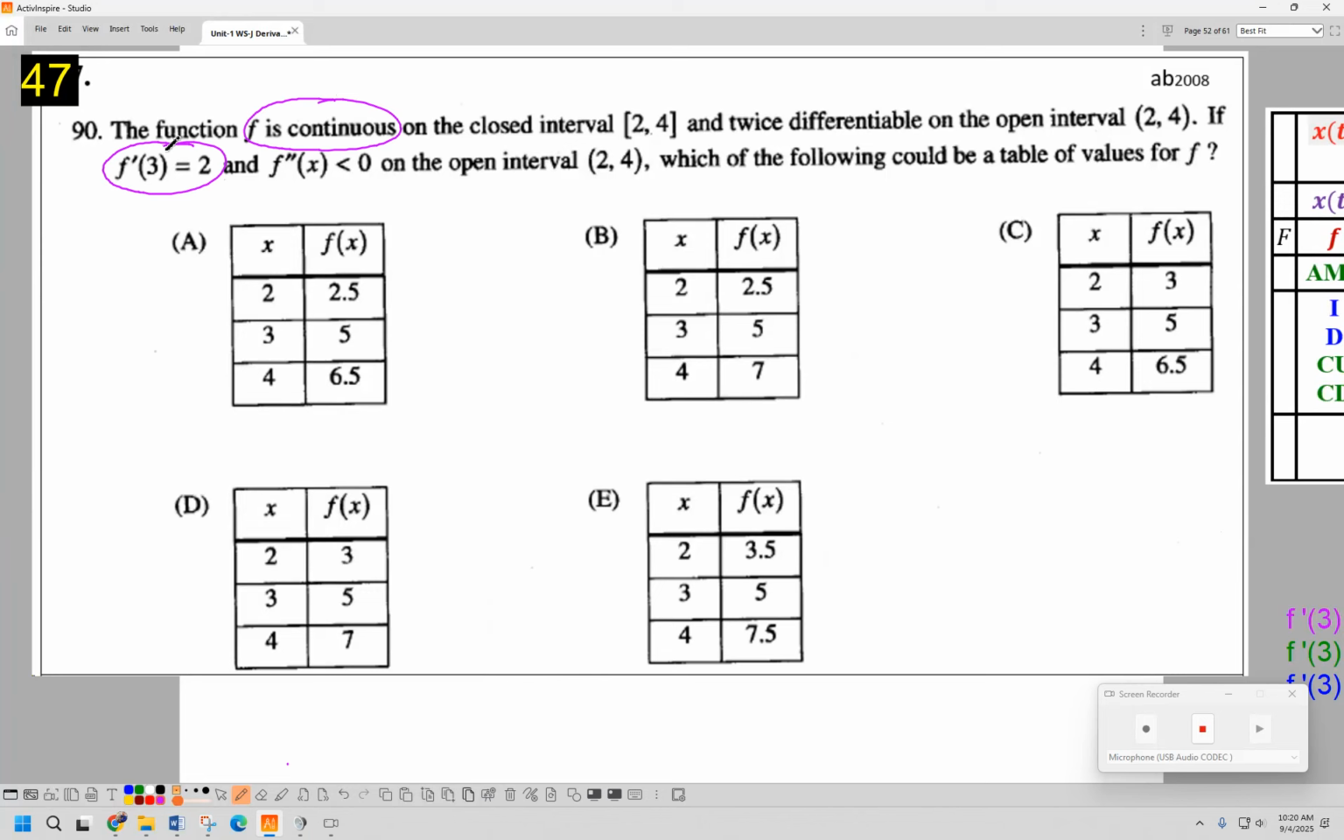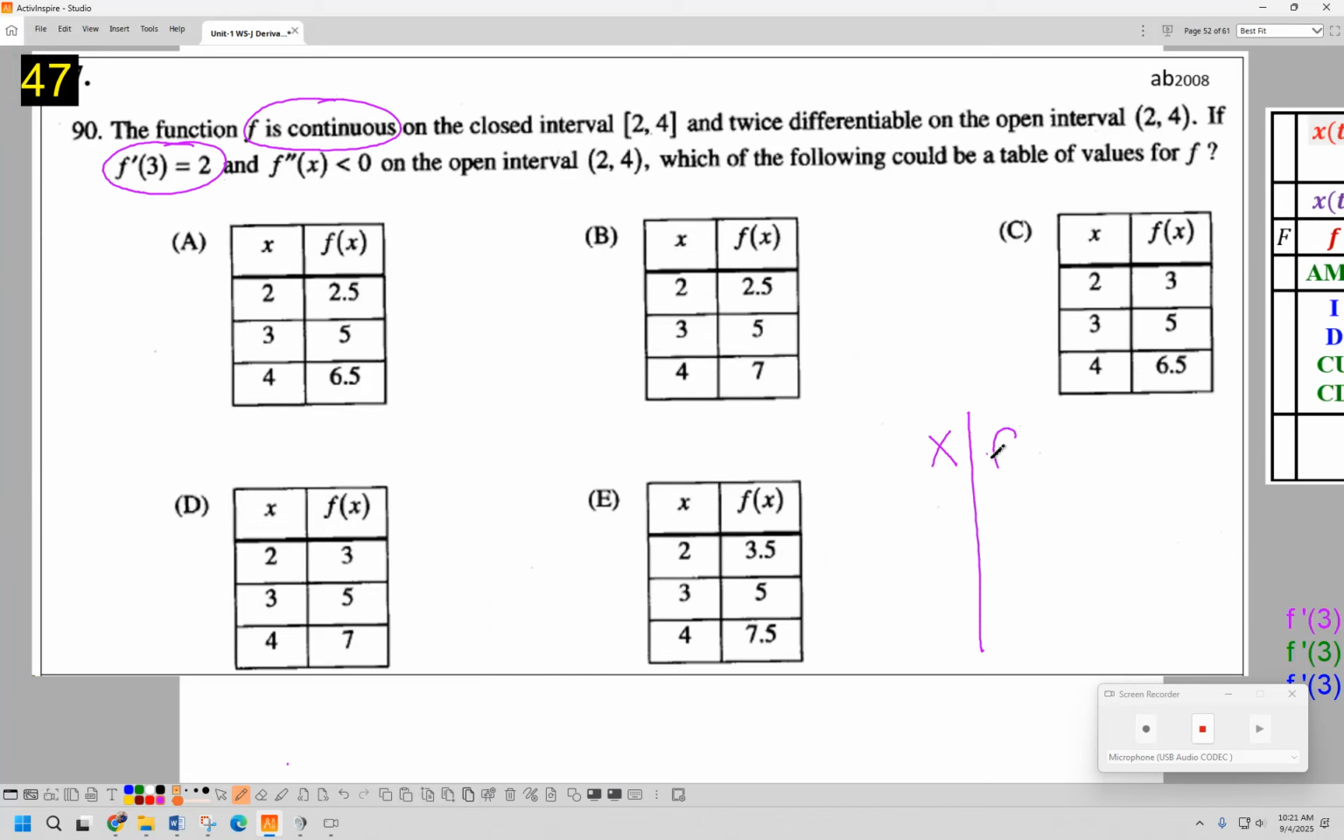Hands up. Who knows what that means in English? Half the test is just translating from English to math and back and forth. So what does it mean to say that f prime of 3 equals 2? Let's go Lincoln. Where x is 3 on our chart, f prime is going to equal 2. Perfect. 2 points if your hand was raised.